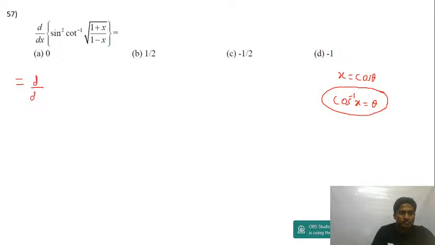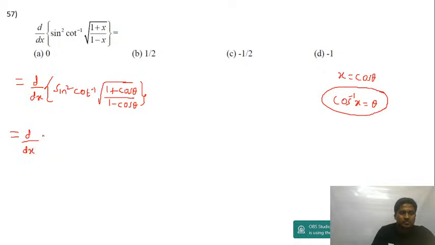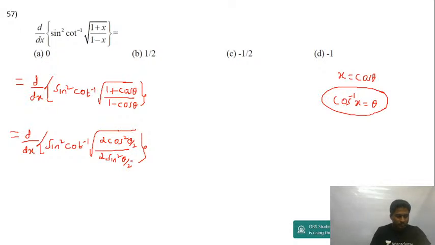This becomes d by dx of sine square of cot inverse and then root of 1 plus cos theta divided by 1 minus cos theta. 1 plus cos by 1 minus cos. 1 plus cos theta can be written as 2 cos square theta by 2, and 1 minus cos theta is 2 sin square theta by 2. I'm using the half angle formula, guys. So this 2 and 2 cancels.